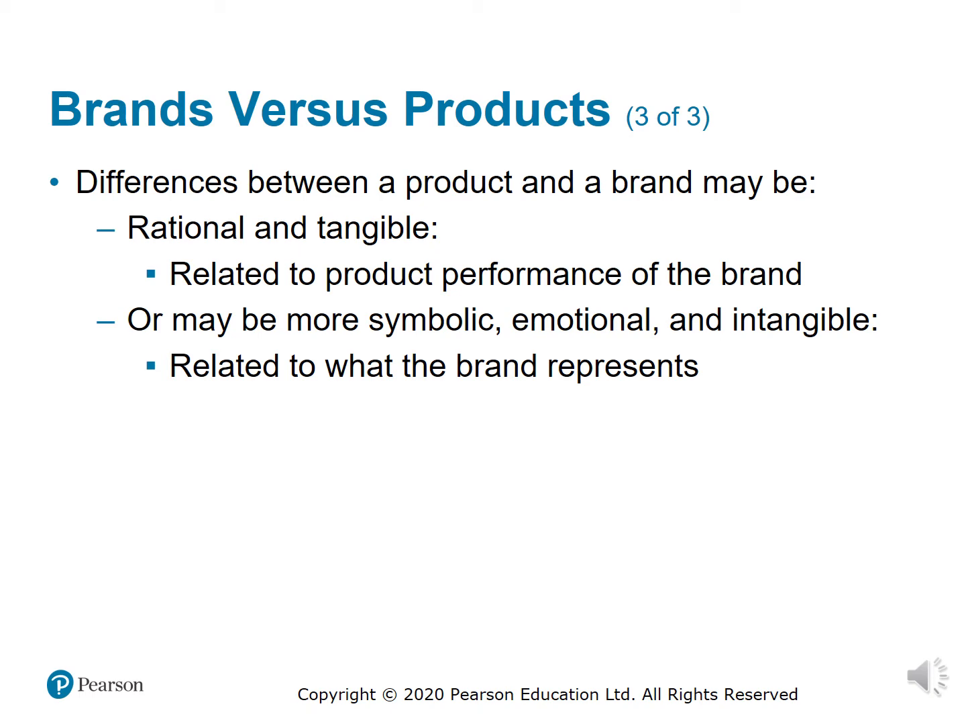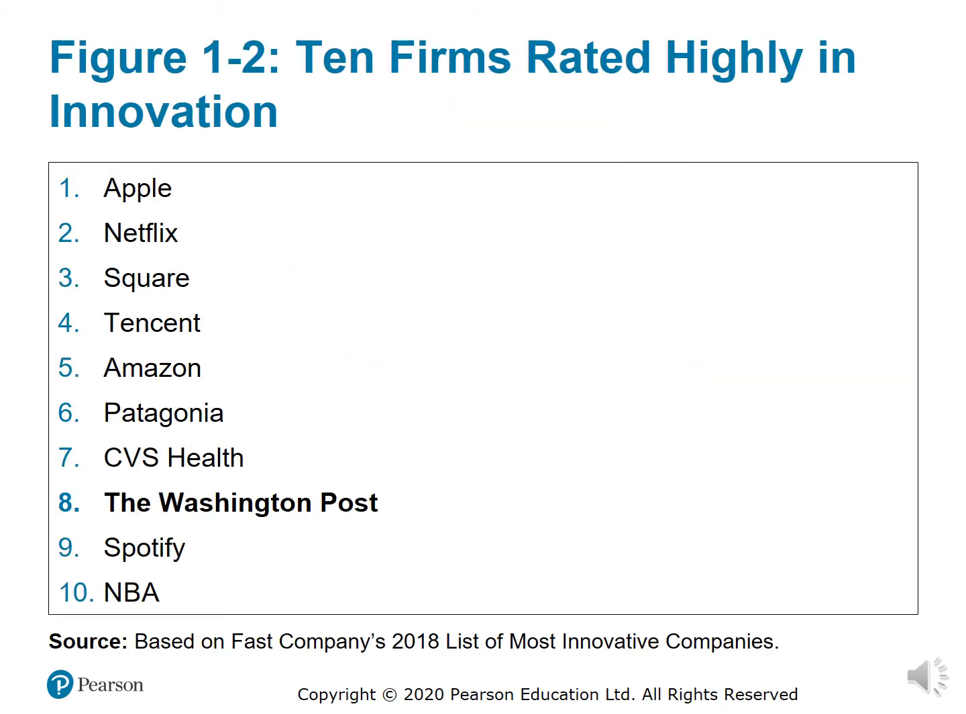Okay, let's move on to the next slide. Figure 1-2 shows 10 firms rated highly in innovation. First one is Apple. Second one is Netflix. Third one is Square. Square is a kind of Twitter site. There are some followers and they give some important information.